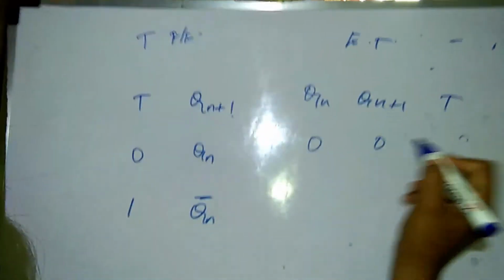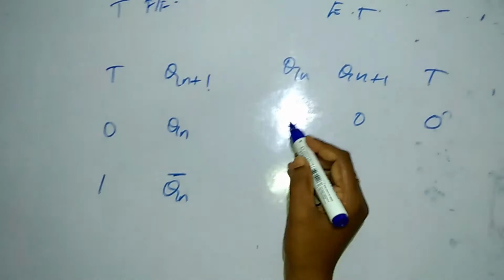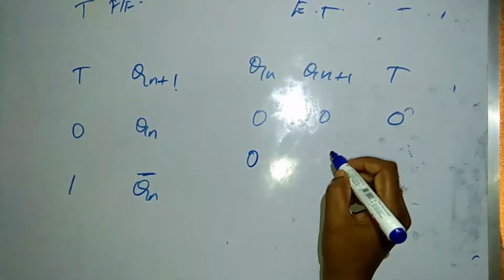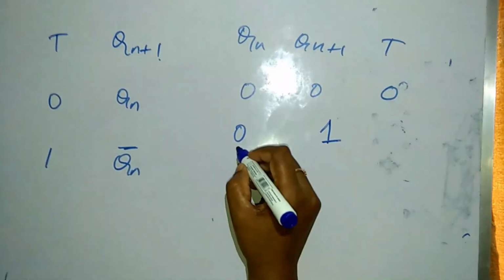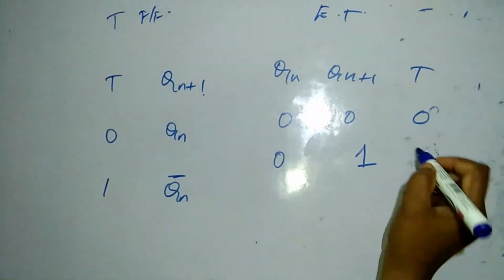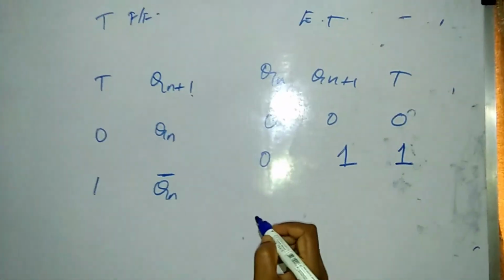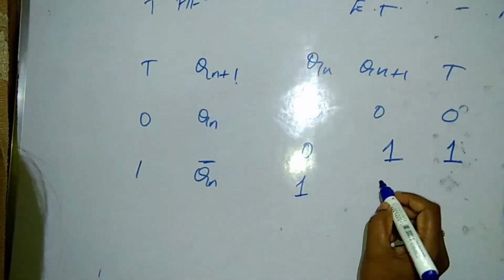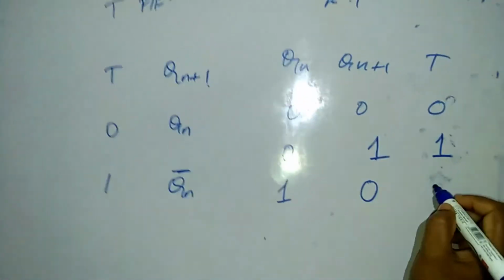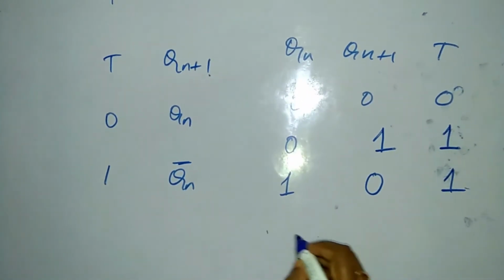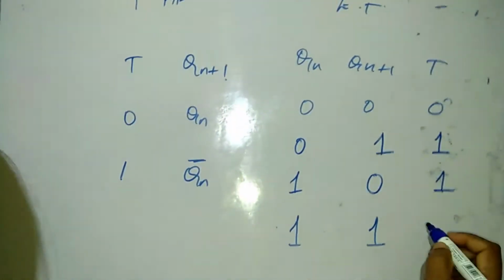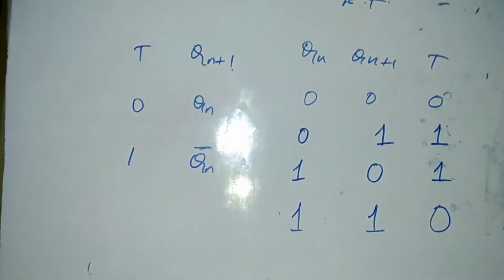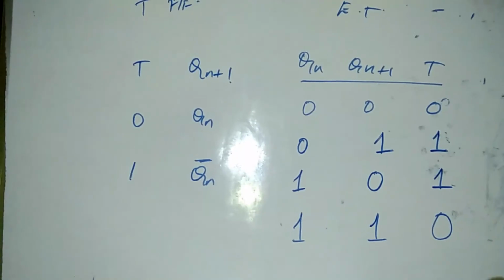So for T to be 0, your present and next state have to be the same, 0 and 0. That is what it signifies. And for T to be 1, your present state is 0 and your next state is 1. That transition gives you a 1 on the T flip-flop. Next condition, present state 1 and next state 0 gives you a high on the T. And present state 1 and next state 1 gives a 0 on the T flip-flop. This is the excitation table of the T flip-flop.